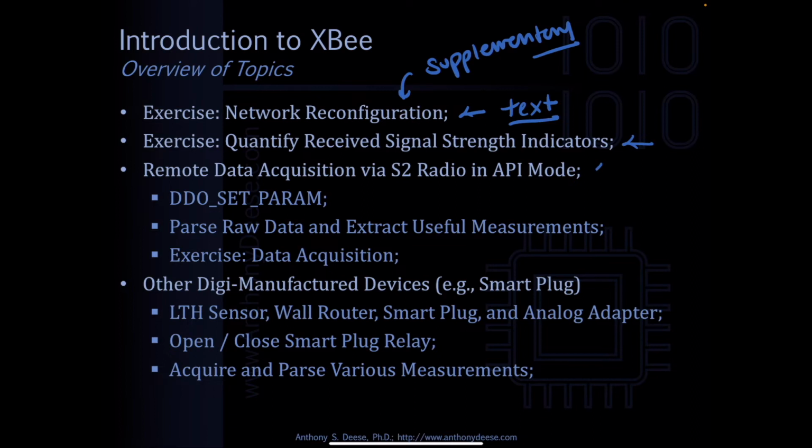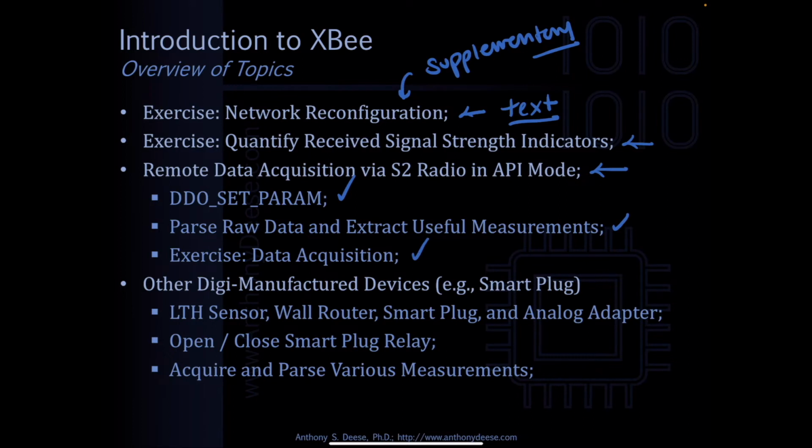Okay, next module is going to be the performing remote data acquisition via a Series 2 radio in API mode. We are going to discuss how to use the DDO, getParam, and setParam methods from the API. We are going to discuss how to parse raw data and extract useful measurements. And then we are going to do a little exercise and actually show the code for this.